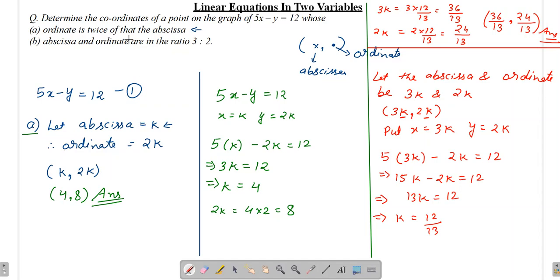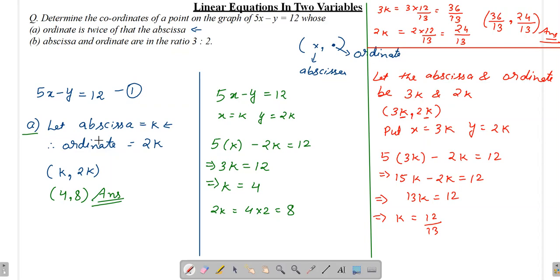What we did according to the question, we supposed the coordinates, and then we substituted those values in terms of k in the given equation, and using the equation we obtained the value of k, and using that value we got our required coordinate. So that's how we need to do it.